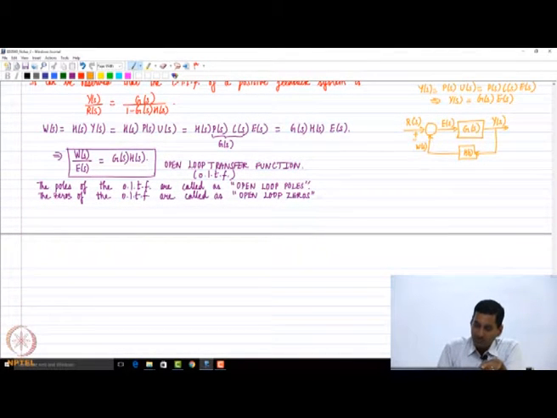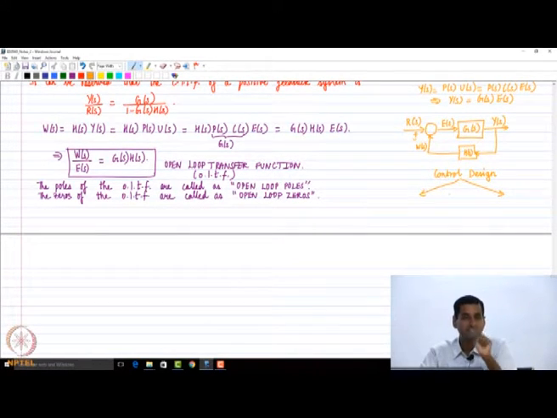One important thing is that in any control design, a control designer should look at two important aspects, in this order. The first one is that of stability.